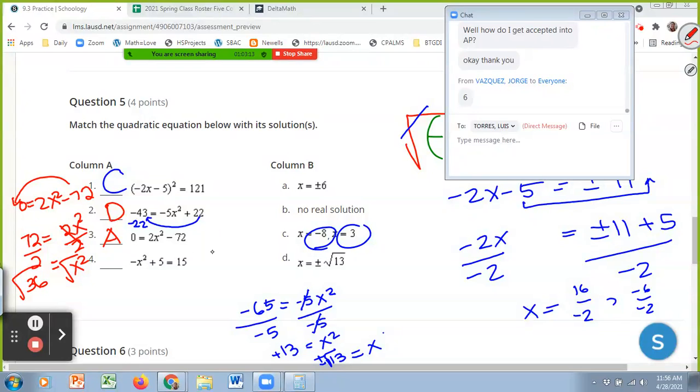This one doesn't have a solution because 15 minus 5 is going to be 10. But there's a negative 1 over here. So if you move the negative 1 over, that's negative 10. You cannot get the square root of a negative number. That's undefined or error. So this one will be no solution.